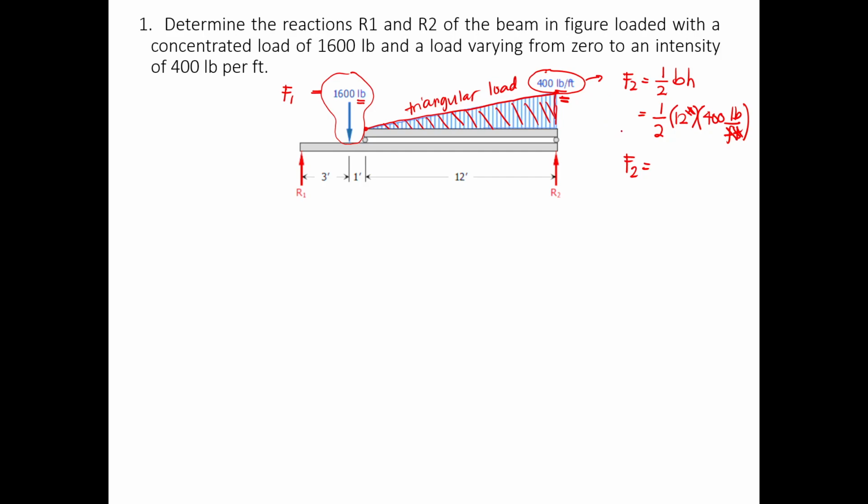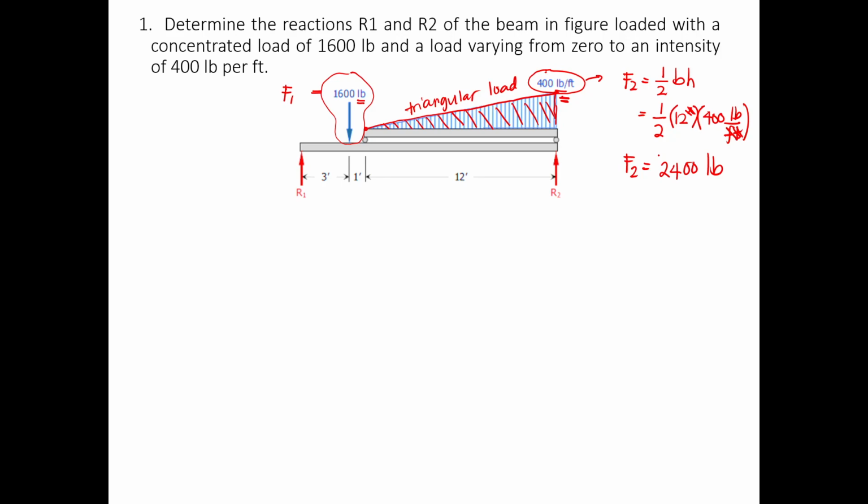Okay, so force number 2 is 2,400 pounds. Since we have this force as 2,400, we're going to determine the placement of the force.